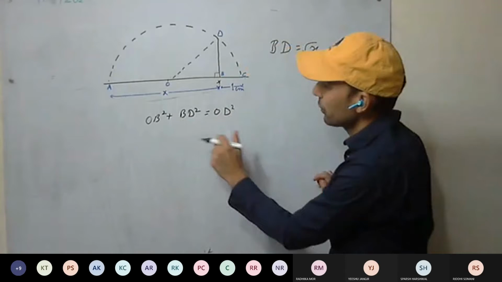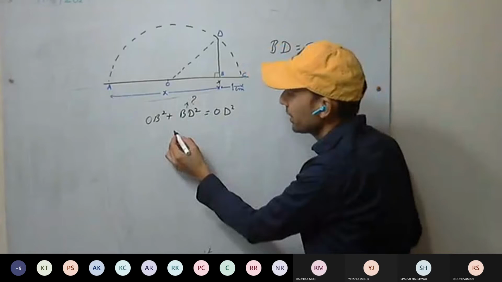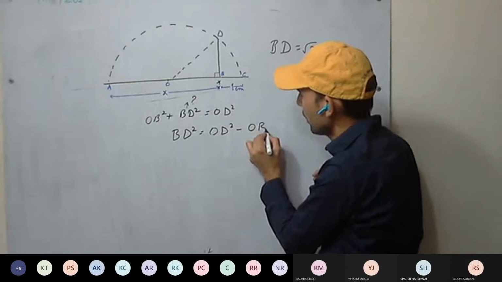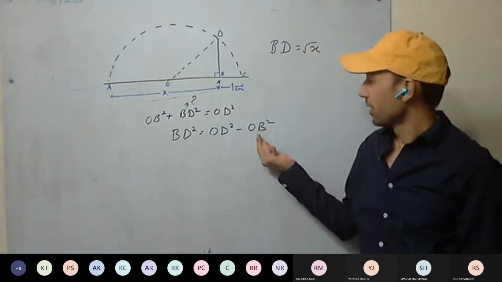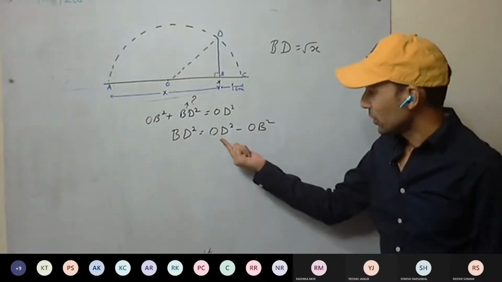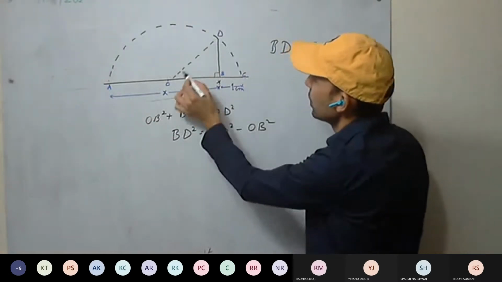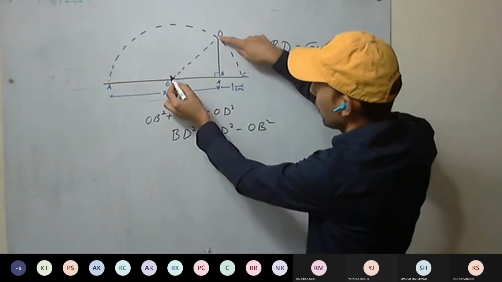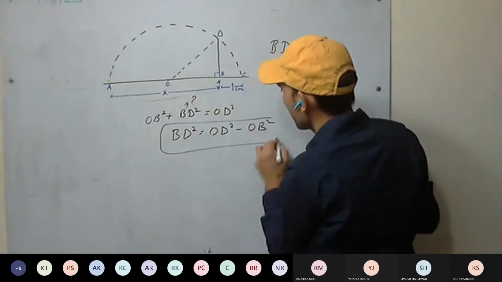And what we have to calculate? BD. So we can rewrite the equation: BD square equal to OD square minus OB square. To calculate BD, we require OD and OB. These two we require, then only we will be able to solve this one. OD is same as OC. This we will be calculating.